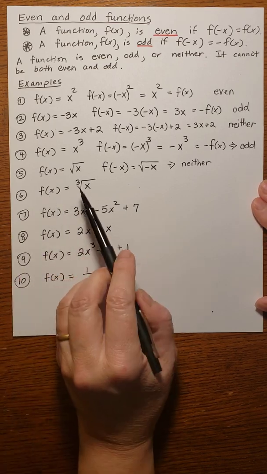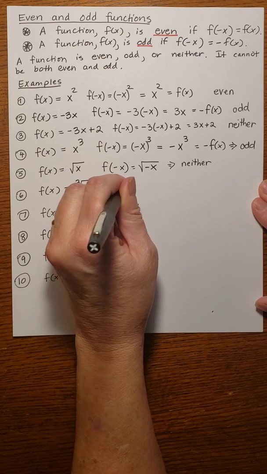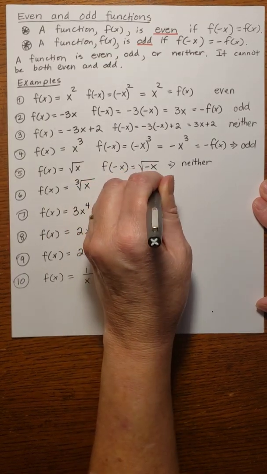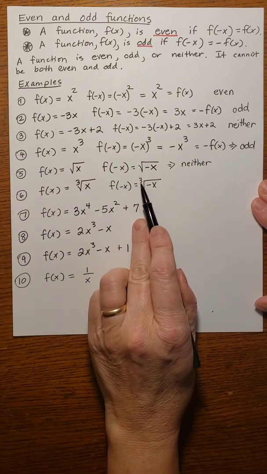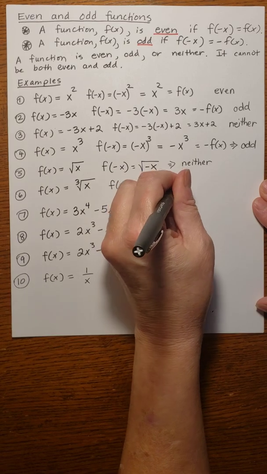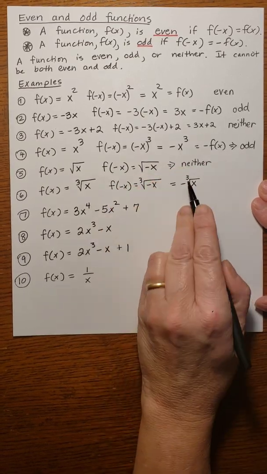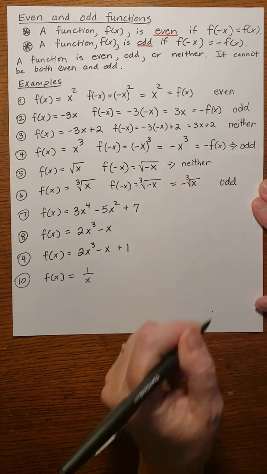Now, with an odd index that I have here, I replace x with negative x, but since I'm taking the cube root, I can pull that negative out front because the index is odd. And so this is an odd function.